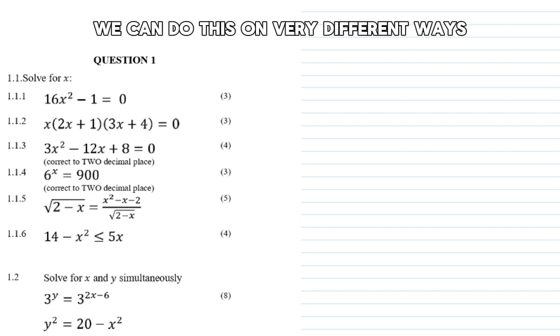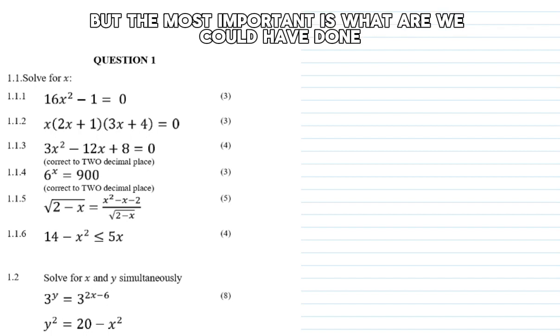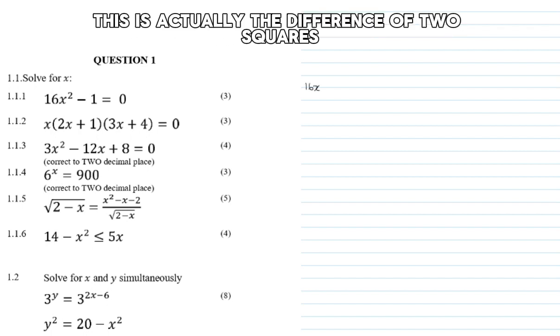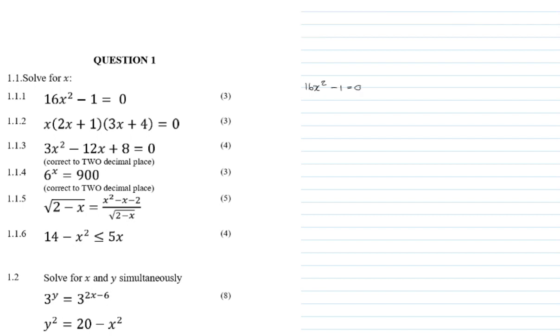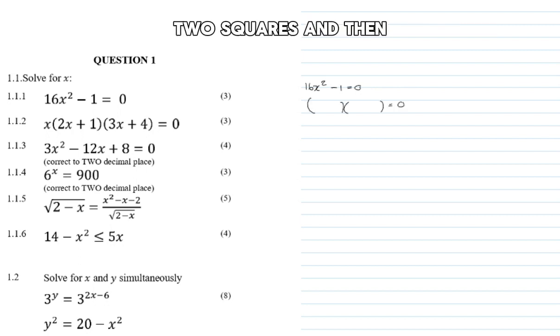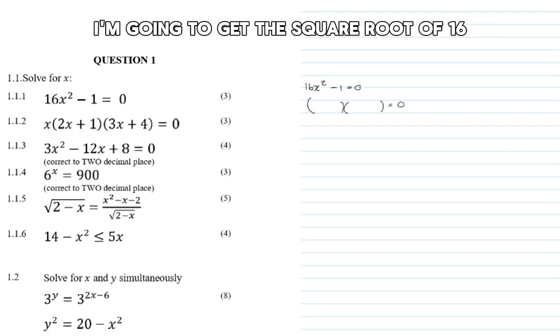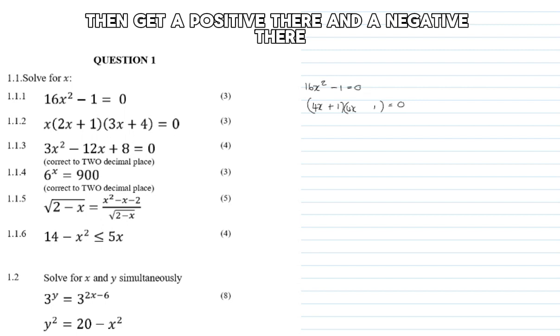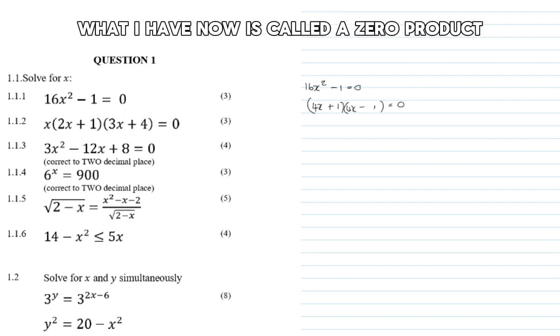We can do this in very different ways, but the most important way is that we could have identified that this is actually the difference of two squares, because 16x squared is a square as well as 1 is a square. The square root of 16x squared is 4x, and the square root of 1 is 1. Then I get a positive there and a negative there.